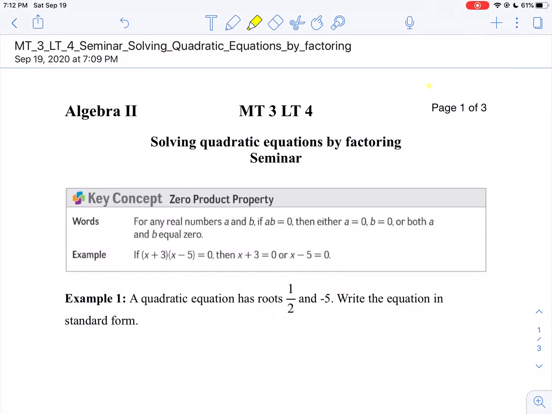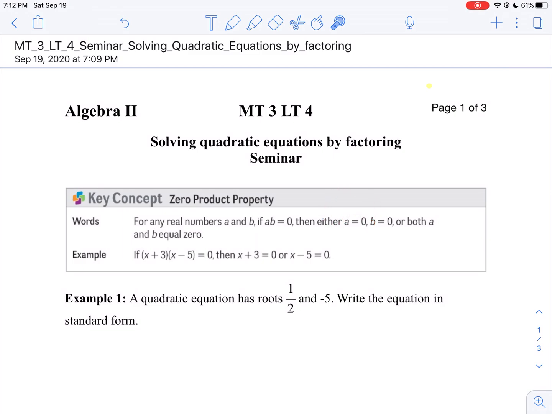In this lesson, I want you to write quadratic equations in standard form. I want you to solve quadratic equations by factoring. Remember, the zero product property says if you multiply two things and they equal 0, then one of those things must be equal to 0, or both of them could be 0.